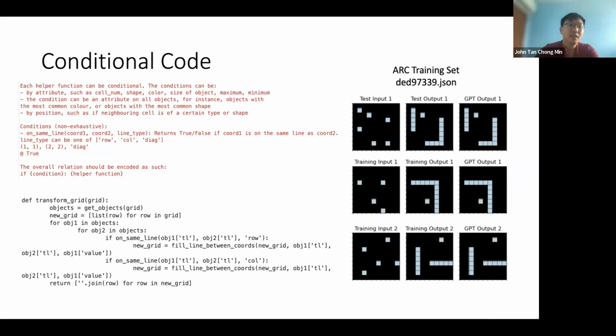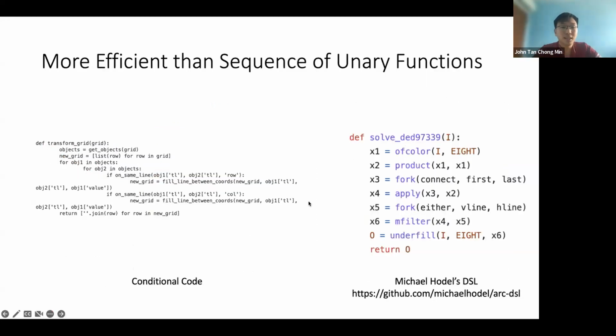And if you also do a while loop, you can keep doing the same patterns until termination. Then you can do a lot of the other tasks, like simulating a light beam, that kind of stuff, using conditional code with a while loop. So I think this is probably the way to go, rather than a sequence of unary functions, or in this case, a sequence of functions in a DSL.